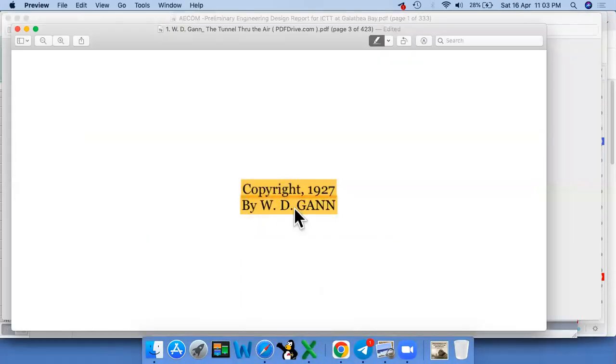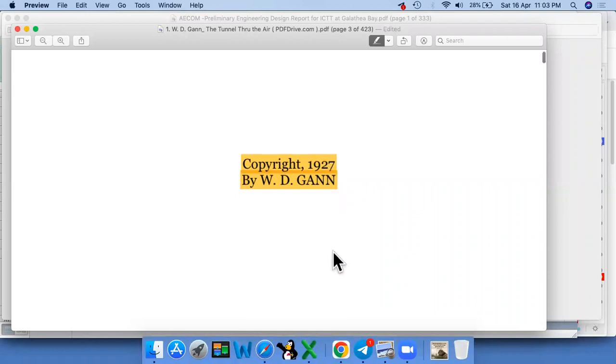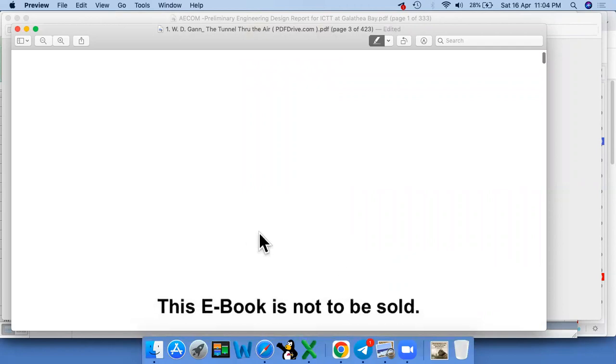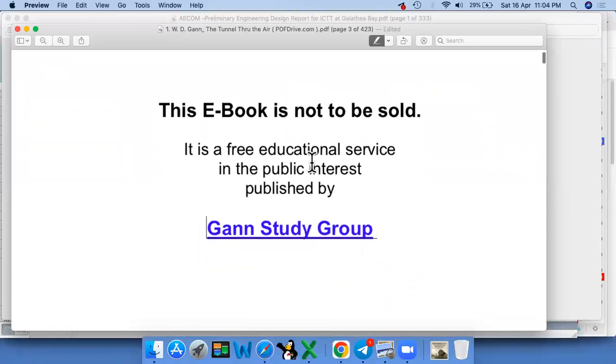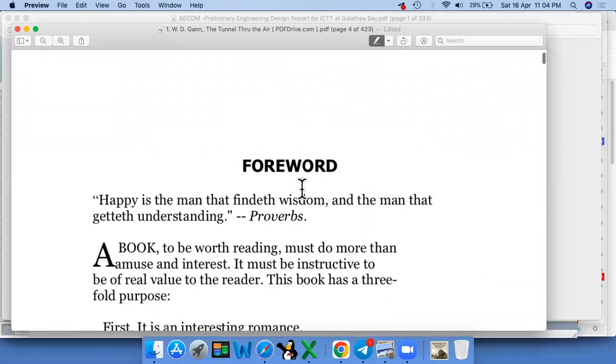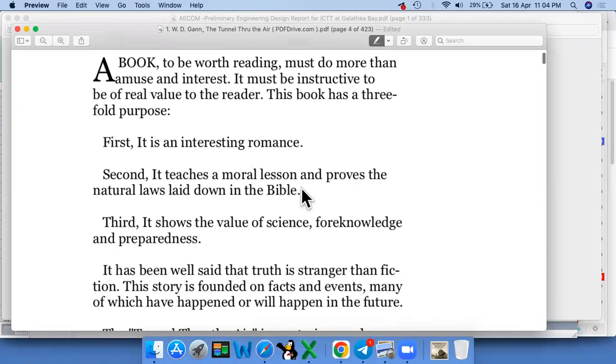As I told you, the first thing is 1927 is when the book was written and published, and this book is absolutely available free of cost. If you go on the internet, you'll probably find that this book is not to be sold. This is a free educational service in the public interest, published by the Gann Study Group, right?